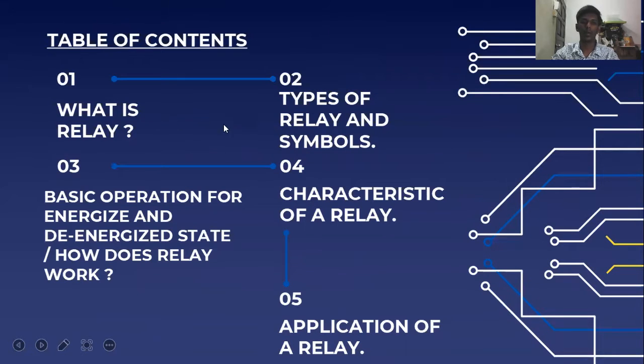Table of contents. Number 1, we're talking about what is a relay. Number 2, types of relay and symbols. Number 3, basic operation for energized and de-energized state, and also how a relay works. Number 4, characteristics of a relay, and the last, applications of a relay.